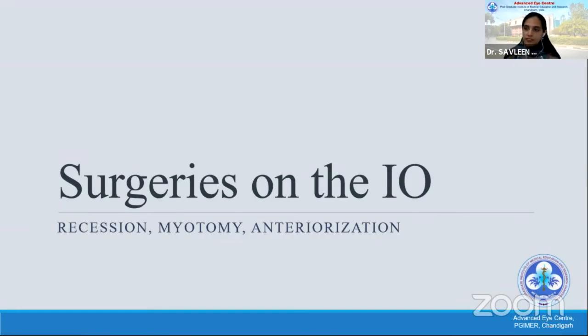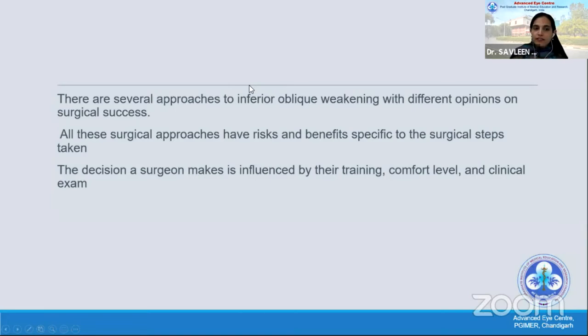Primarily, we have three surgeries which have been described and made popular for the inferior oblique: the recession, the myotomy and myectomy, and the anteriorization. Since anteriorization will be covered in subsequent talks, we believe that there are a lot of approaches, and the several approaches that have been described have different opinions on their surgical success. All these approaches have their own risks and their own benefits, and the decision to choose the inferior oblique surgery is often influenced by the patient's clinical examination, coupled with the training and the comfort level of the surgeon.